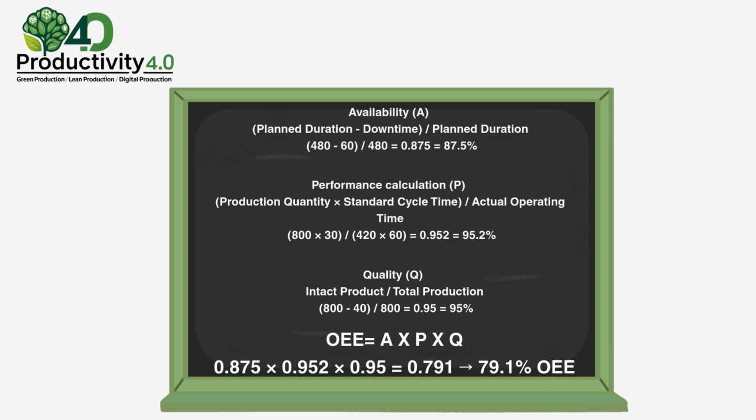Finally, let's calculate the quality rate. Out of 800 units produced, 40 were defective, which means the intact product rate is 95%, intact products divided by total production. For example, 800 minus 40, divided by 800, equals 95%. Multiplying all these rates gives us the overall equipment effectiveness, OEE. OEE equals availability times performance times quality. That is, 0.875 multiplied by 0.952, multiplied by 0.95, equals 79.1%.